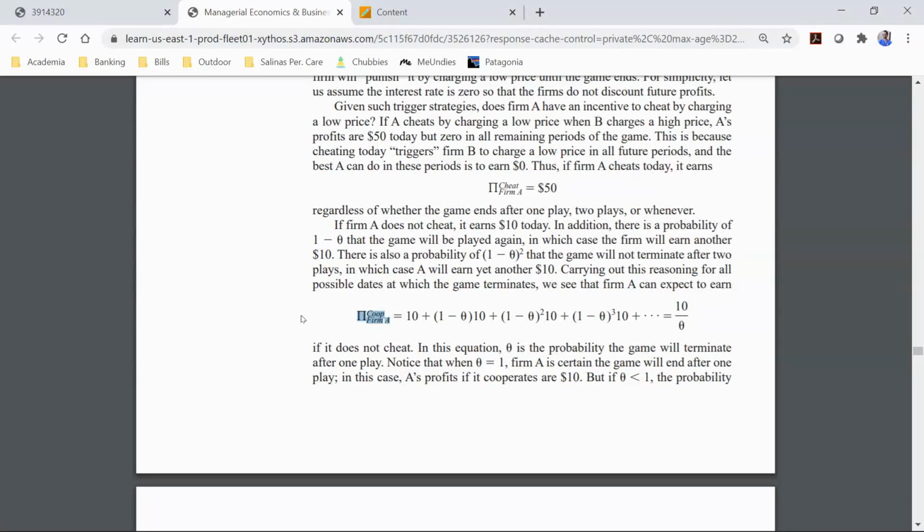And so basically, it comes out nicely that if you get the same payout every time for cooperating like you do, then it's just that number divided by theta, and you'll see that it exactly correlates with the expected number of times you think you're going to play the game based on the probability that it will end. So let's look at this in practice.